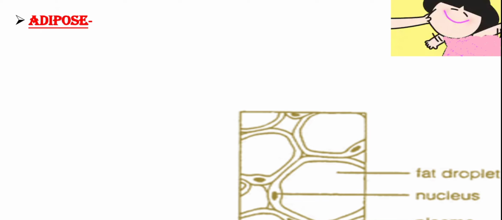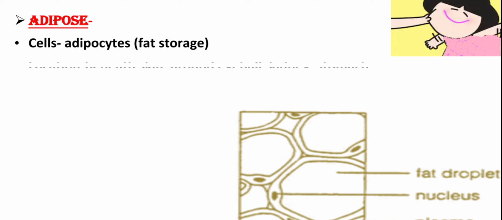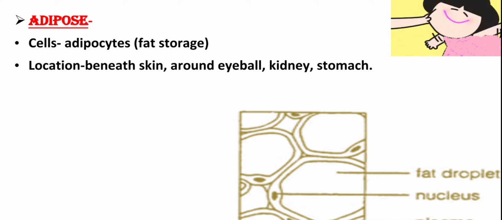Have you ever experienced elders pinching your chubby cheeks? Do you want to know what makes the cheeks chubby? It's the adipose tissue, which consists of the cells called adipocytes, and these cells store fat. So the presence of fat storing cells makes the adipose tissue. Adipose tissue is located beneath the skin, that means underside of your skin, around the eyeballs, kidney and stomach.